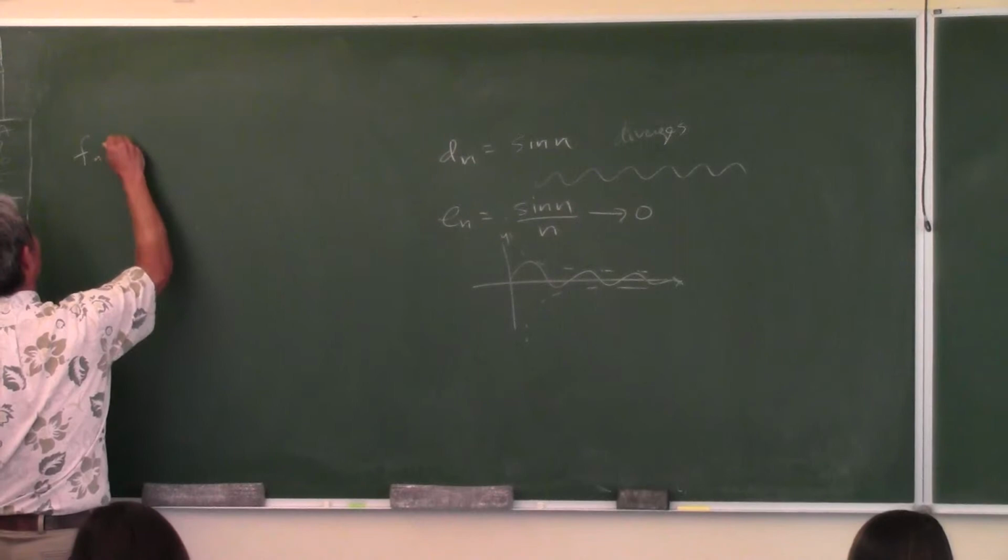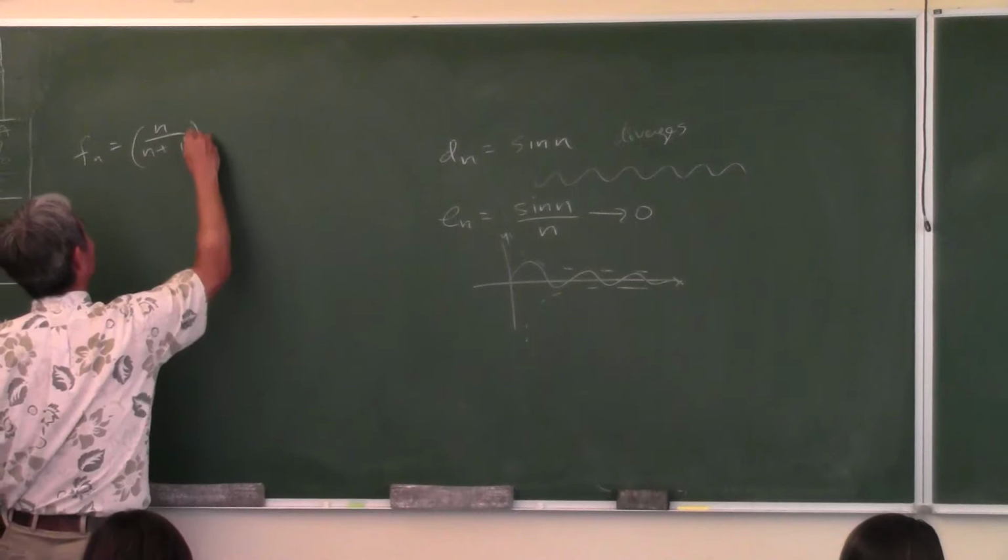Okay, I'm just reviewing all the ones that we learned last year. F sub n equals n over n plus 1, to the nth power.